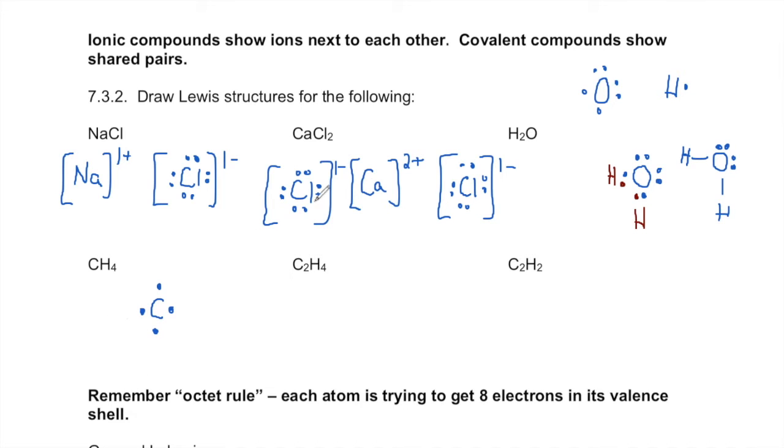Here we have carbon with 4 valence electrons. Let's go ahead and bring in 4 hydrogen atoms. And this would be the structure here. This compound is called methane.